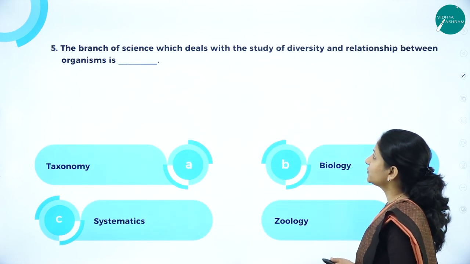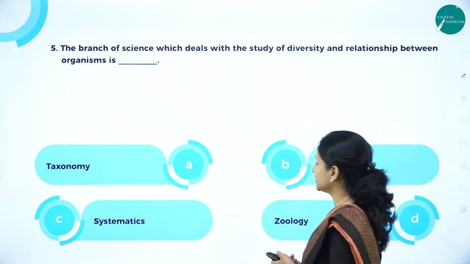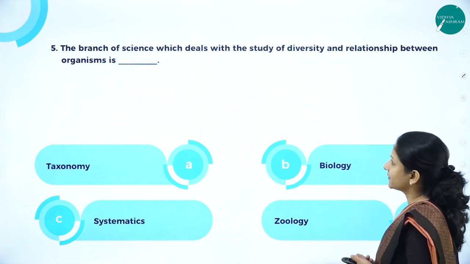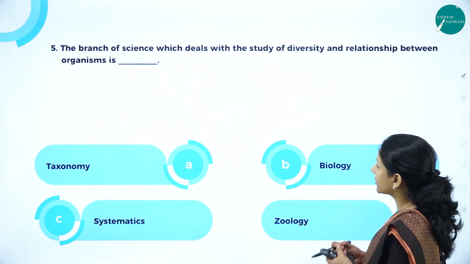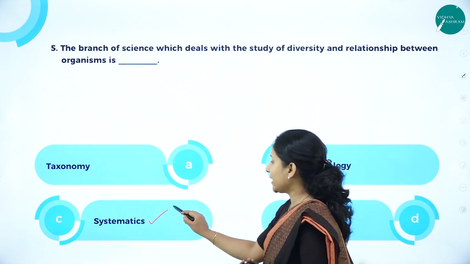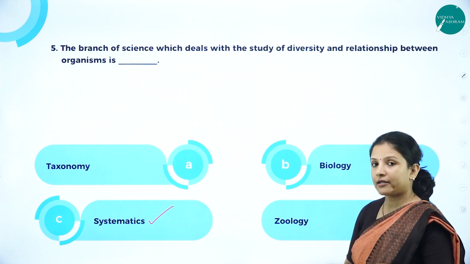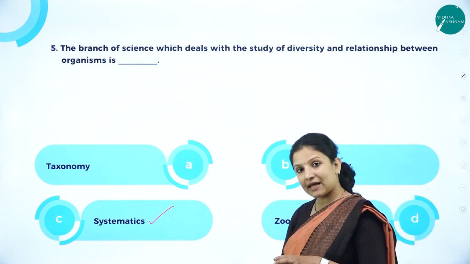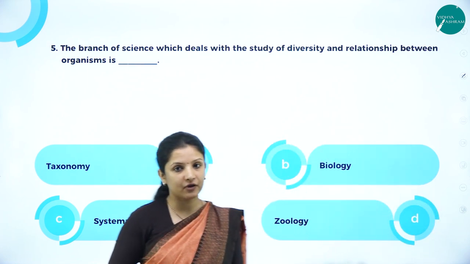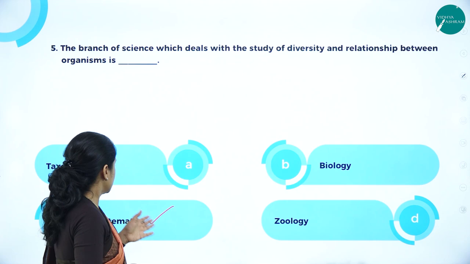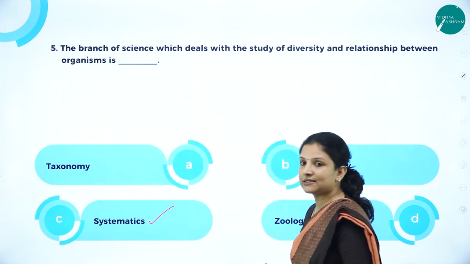The branch of science which deals with the study of diversity and relationship between organisms is called as systematics. It is not taxonomy. Taxonomy is nothing but giving or categorizing the organisms into different taxa or units of classification. Biology means wherein you study the different life forms. Zoology means you study about animals. So, here the correct answer is systematics.